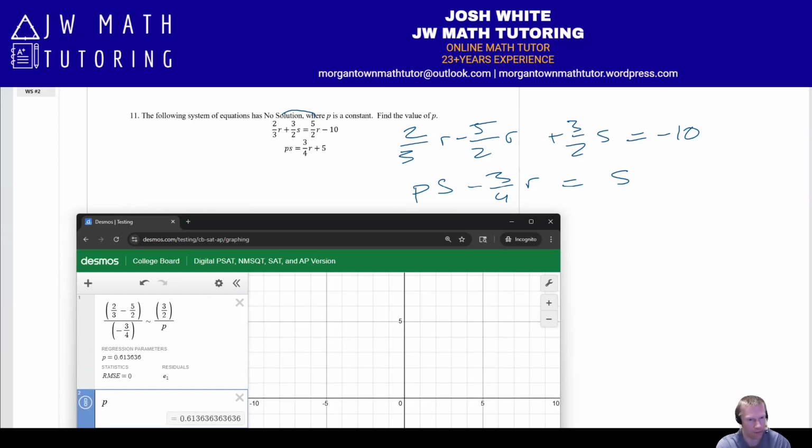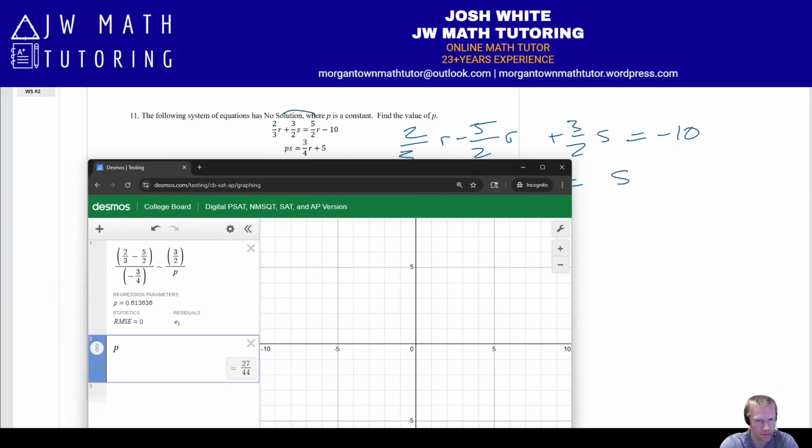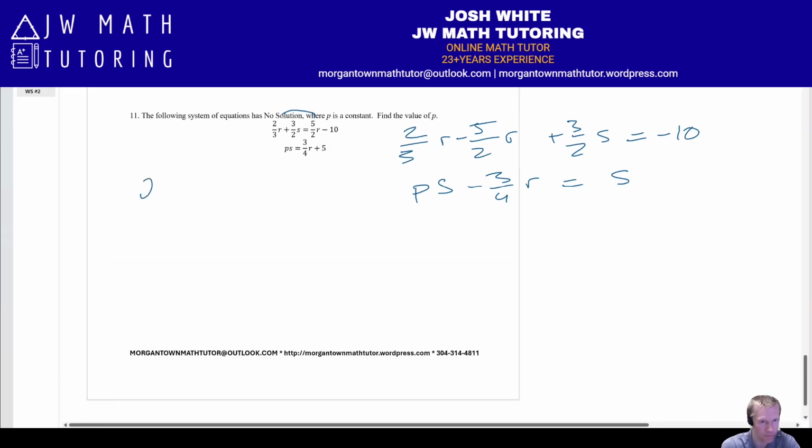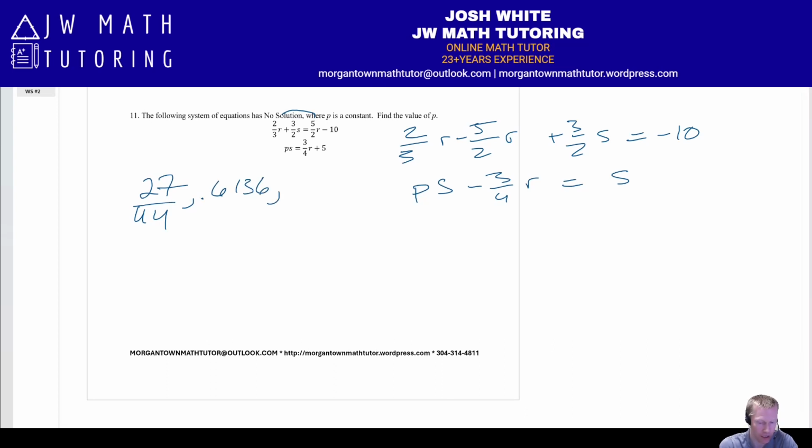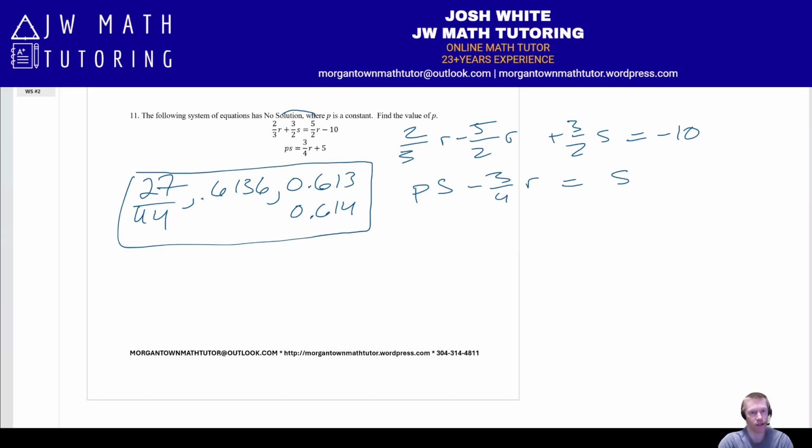0.613636. Let's convert it to a fraction. It's 27 over 44. So 27 over 44, correct answer; 0.6136, correct answer; 0.613, correct answer; 0.614, correct answer. The top one's truncating, the bottom one's rounding. All of these would be accepted as correct for this specific problem.